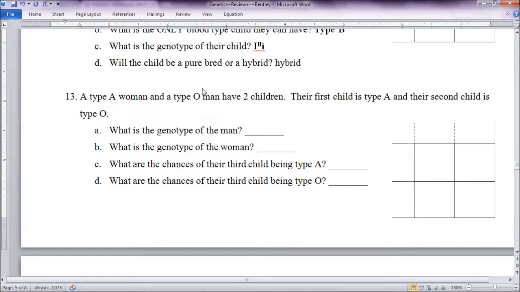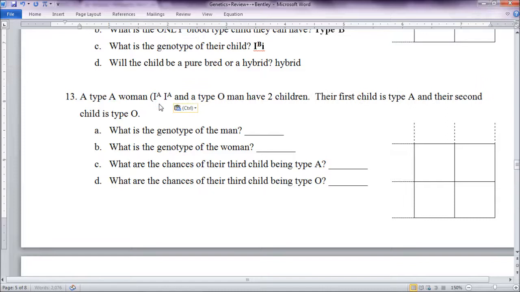Okay, so let me take a little bit of that space out. Type A blood, type A woman. We do not know what she is, so that means she could be homozygous, or she could be heterozygous with an i. And a type O man, going to have to be homozygous recessive, have 2 children. The first child is type A, and their second child is type O.